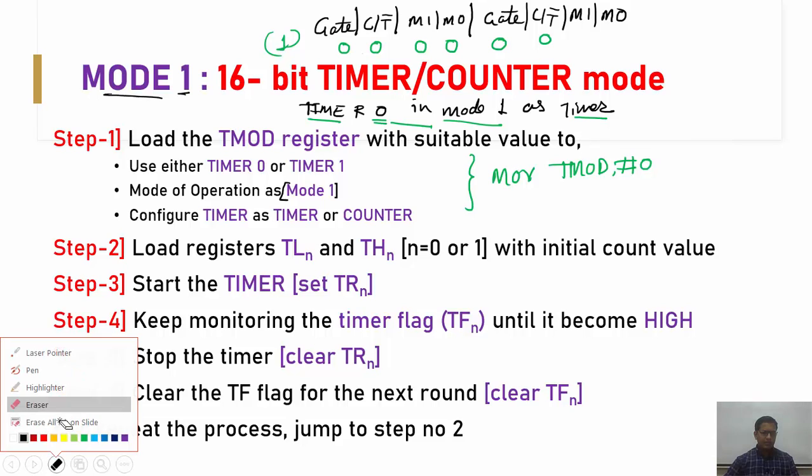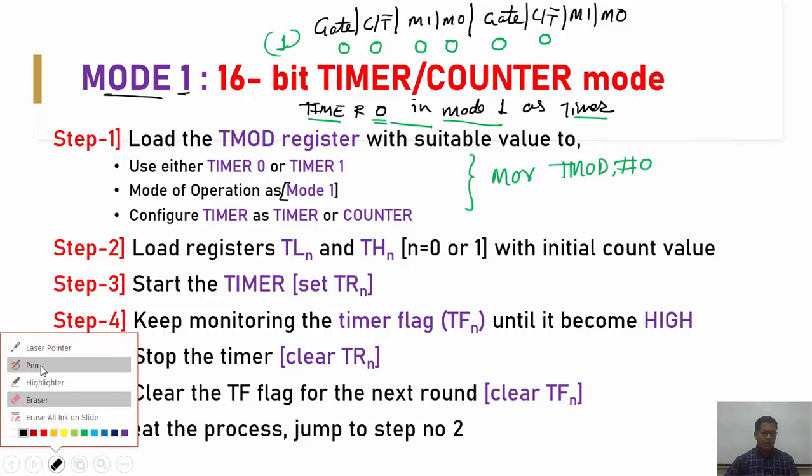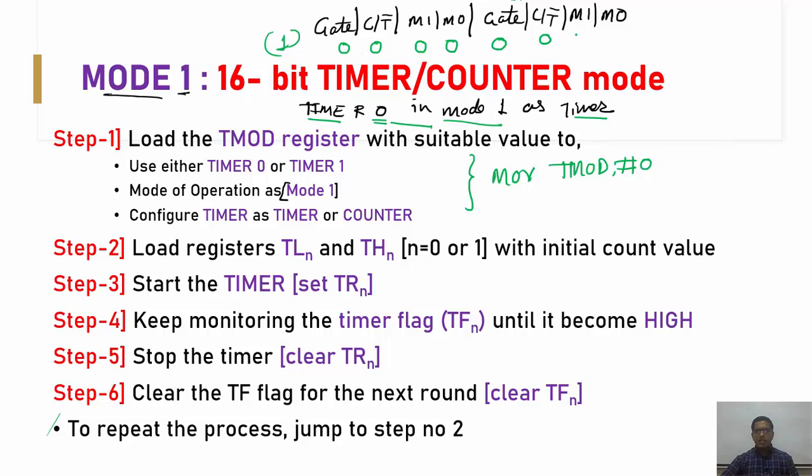So for that, the value will be what? It is M1 is 0 and M0 is 5. Okay, so this value is what? MOV TMOD, #01H, right? So when I write this instruction MOV TMOD, #01H, what will happen?